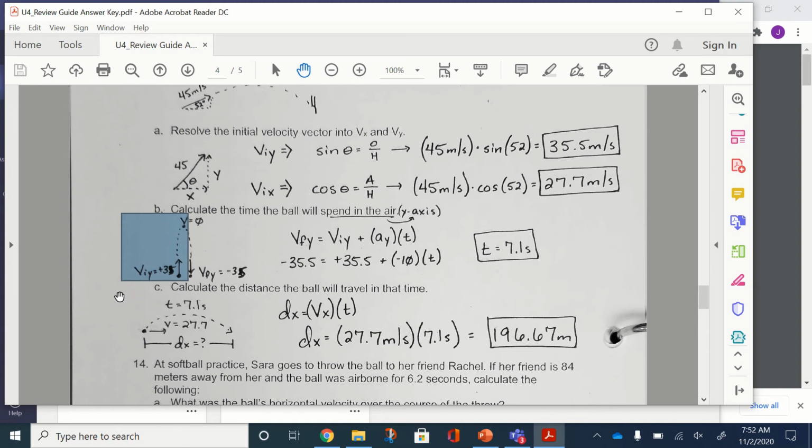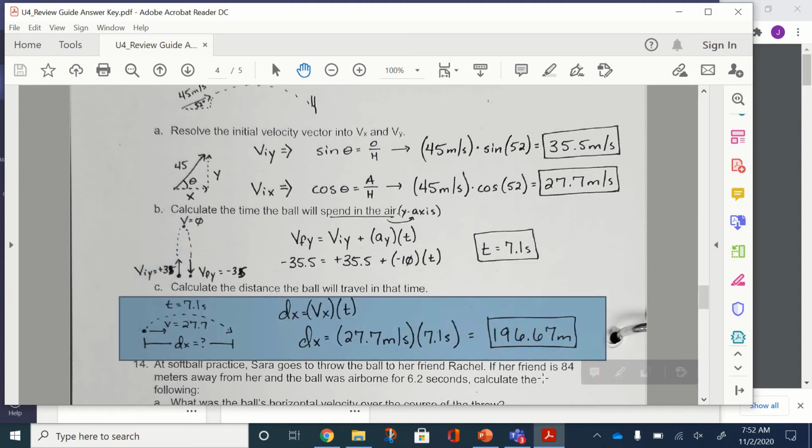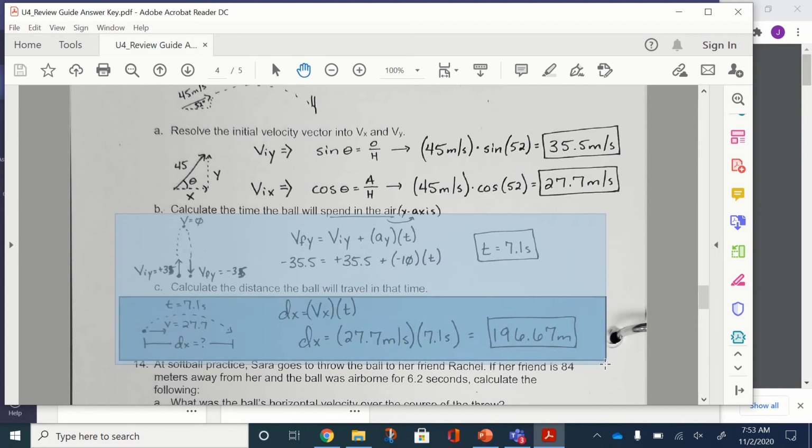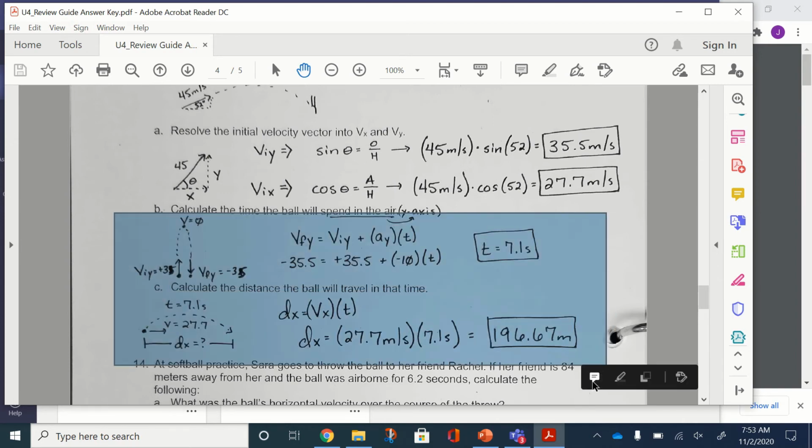Again, once you know how long it is airborne, you are then strictly finding how far it can go in that amount of time. That is it. Notice, once I calculated or resolved my vector, once I had letter A completed and done, I did not use 45 meters per second again. You should not. Once you resolve that vector, you're just using the vertical and horizontal components of that 45 at 52 degrees.